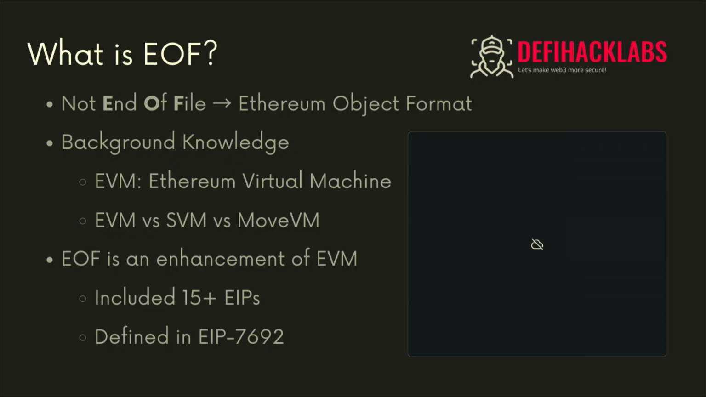When a blockchain is EVM compatible, it uses the same instruction set as Ethereum mainnet, including layer 1 and layer 2. In other ecosystems like Solana, they use SVM, and for Aptos or Sui, they use MoveVM.